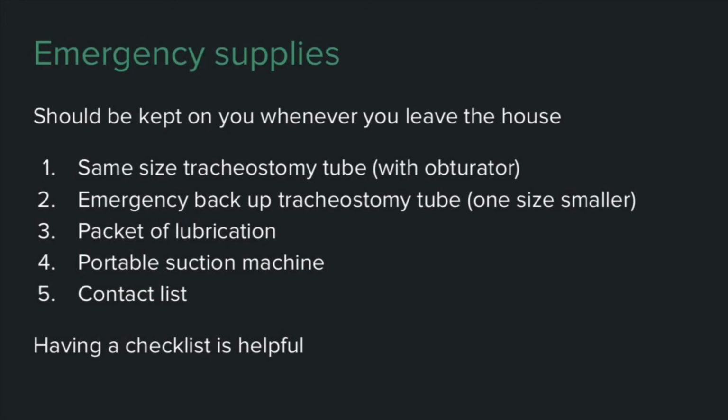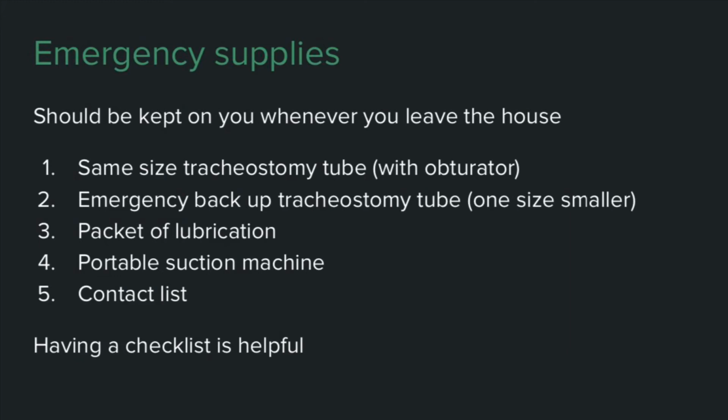You should have emergency supplies with you at all times. You should have the same size tracheostomy tube as well as an emergency backup tracheostomy tube one size smaller. You should have the appropriately sized obturator with you at all times. Having a packet of lubrication can help facilitate replacement of a tracheostomy tube. You should also keep a portable suction machine with you while out.